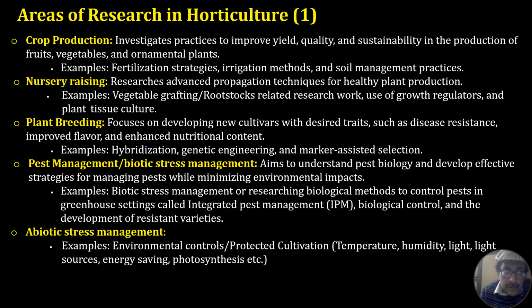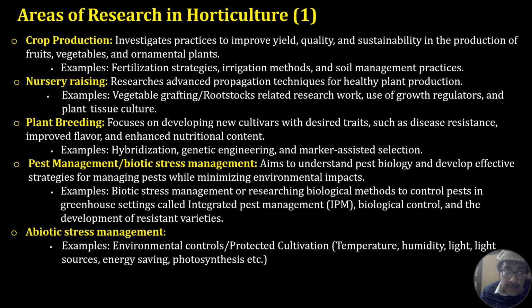and the crop production research area in horticulture basically investigates various practices to improve the yield, quality, and sustainability in the production of fruits, vegetables, and ornamental plants. And examples would include assessing various fertilization strategies, irrigation methods, and soil management practices.